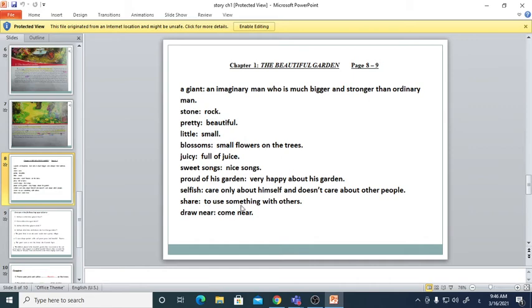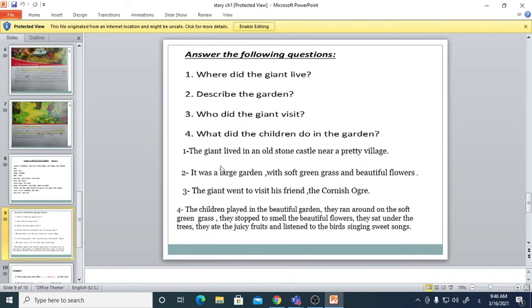Selfish, care only about himself and doesn't care about other people. Share, to use something with others. To share something, to use it with others. Draw near, to come near. These are the vocabulary. After that, we have questions. Where did the giant live? Describe the garden. Who did the giant visit? What did the children do in the garden?